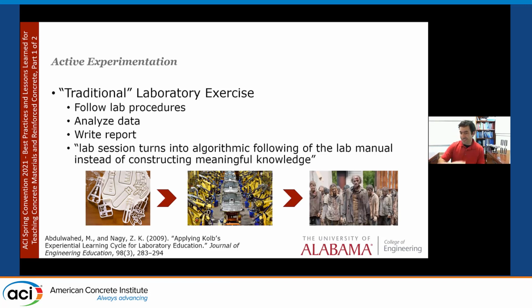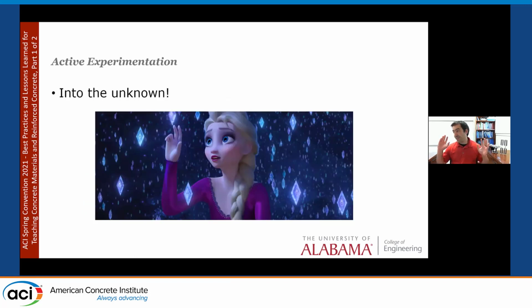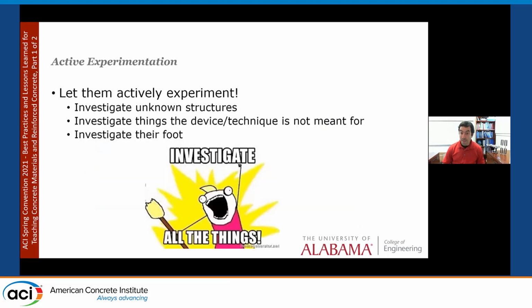So instead of doing follow steps, analyze data, write a report, and making that an algorithmic process, we need to do something more. We need to allow the learner to actually implement and think about what they're doing. And so I have 3 little kids. I've watched way too much Frozen than I care to admit, but like she says in the movie, into the unknown. So the key thing here is let them actively experiment.